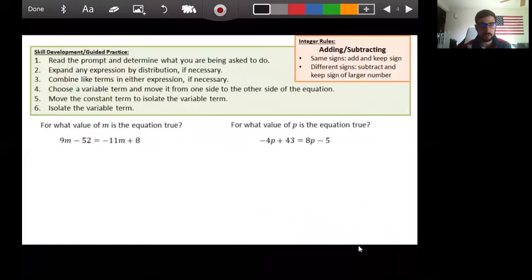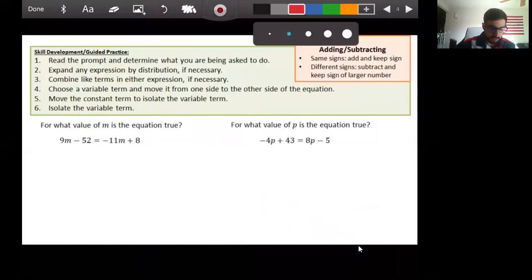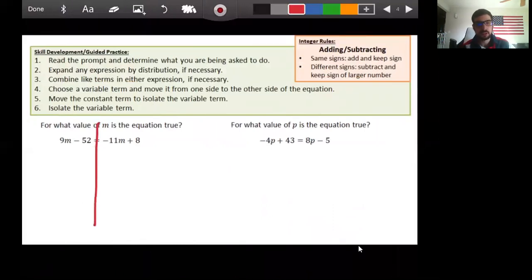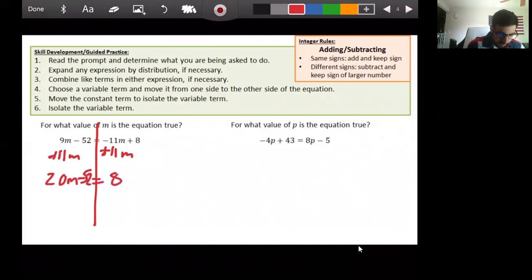All right, moving on. So same thing, we're going to solve for m. Thinking is going to be a little bit different this time. So I have 9m minus 52 is equal to negative 11m plus 8. So over here, I see I have a positive and a negative. So I have a positive m and I have a negative m. What I'm going to end up doing here is I'm going to add the negative because I know adding is the opposite. I want to keep everything positive if I can. So I'm going to add 11m. I'm going to do it to both sides. So now we're going to have 20m minus 52 is equal to 8.